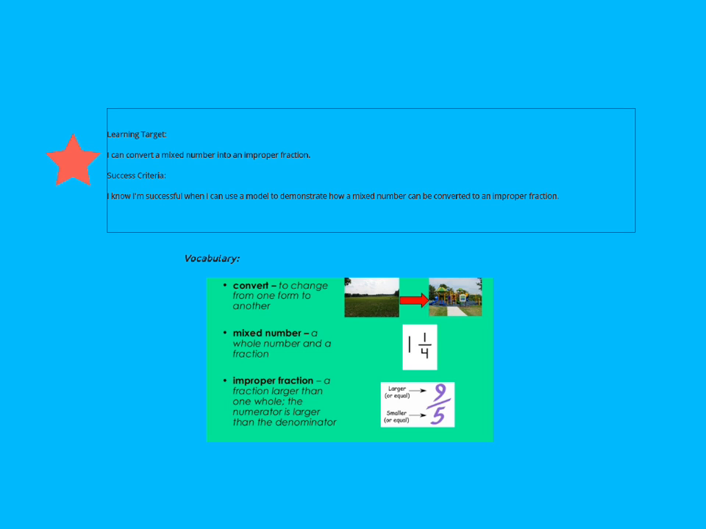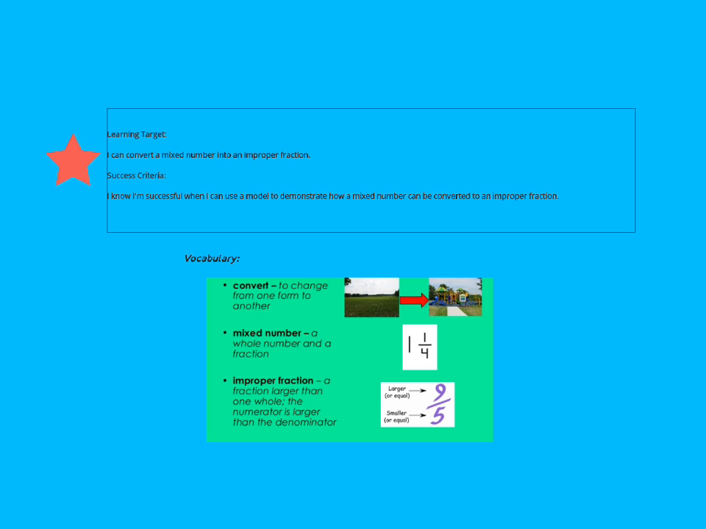Our learning target for today is: I can convert a mixed number into an improper fraction. Our success criteria is: I know I'm successful when I can use a model to demonstrate how a mixed number can be converted to an improper fraction.